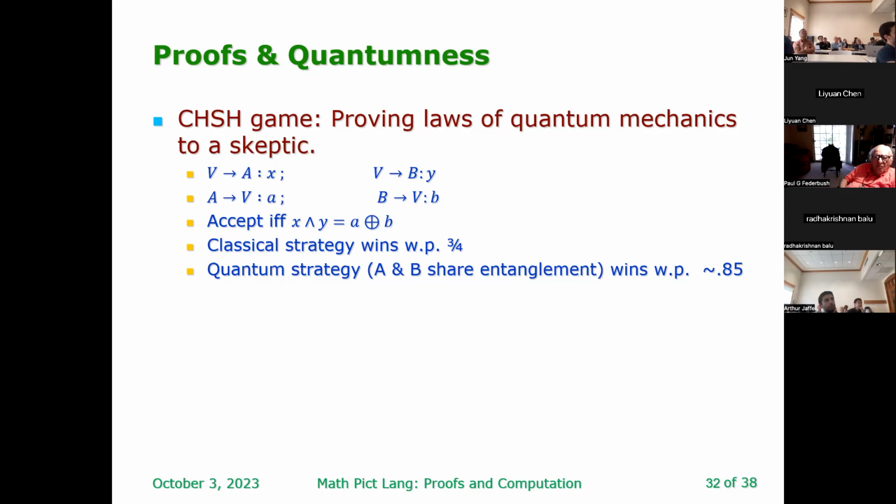So there is this game called the CHSH game. In our world, it's expressed in the following way. There is a verifier who's talking to two entities, Alice and Bob, and sends each one a bit, X and Y.